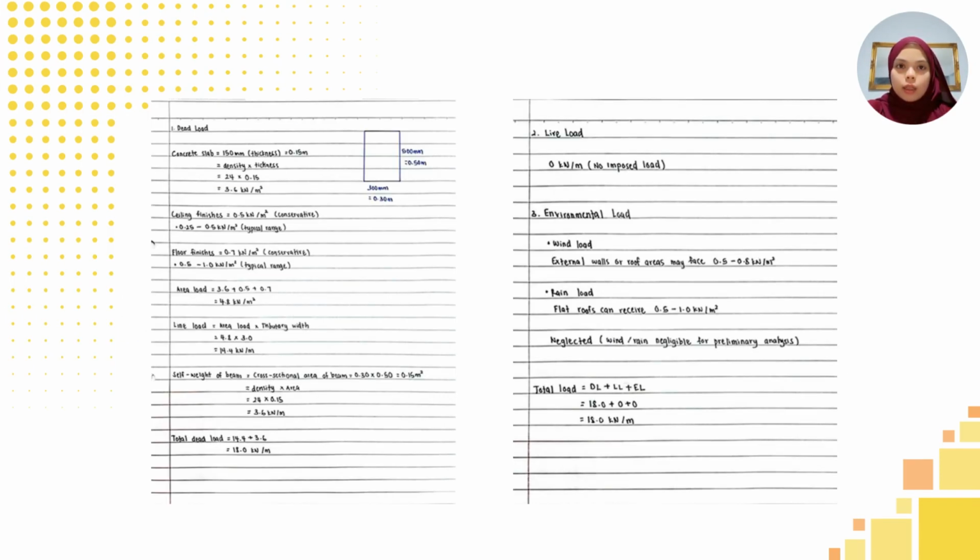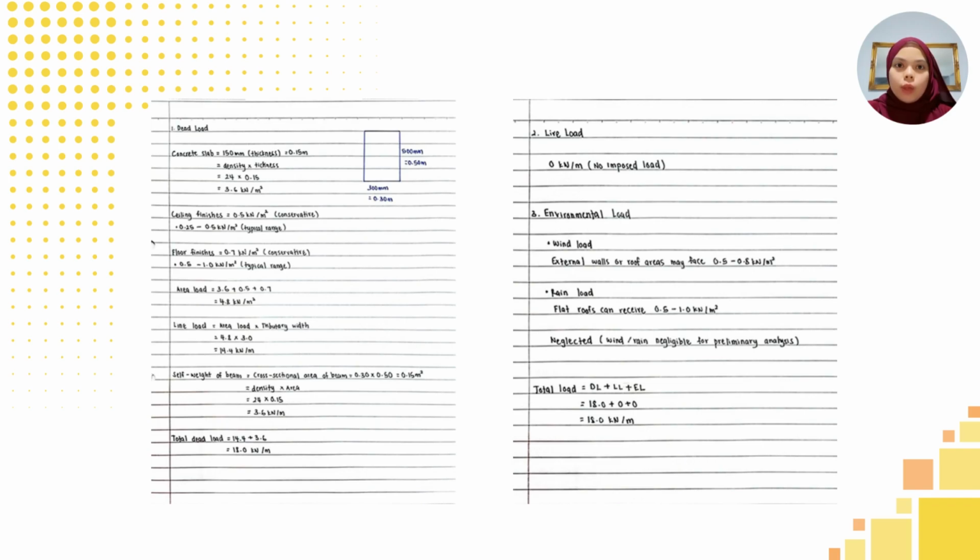First, I calculated the dead load on the beam. The concrete slab thickness is 150 mm, which is converted to 0.15 meter. Using a concrete density of 24 kilonewton per cubic meter, the slab load is 3.6 kilonewton per square meter. After adding ceiling and the floor finishes, the total area load becomes 4.x kilonewtons per square meter.